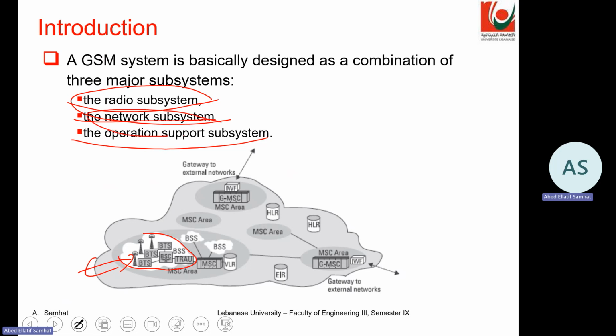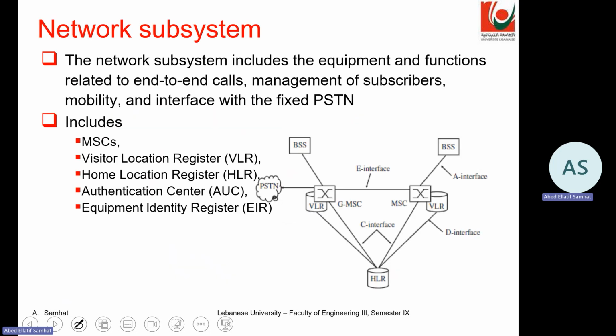And we have the network subsystem, and the network subsystem is equivalent to the core network. We saw it in the last slide of the previous chapter. The radio subsystem is equivalent to the radio access network. And we have what we call the operation support subsystem, where we have all functionalities related to the operation of the system. So let's start with the network subsystem, which is equivalent to the core network.